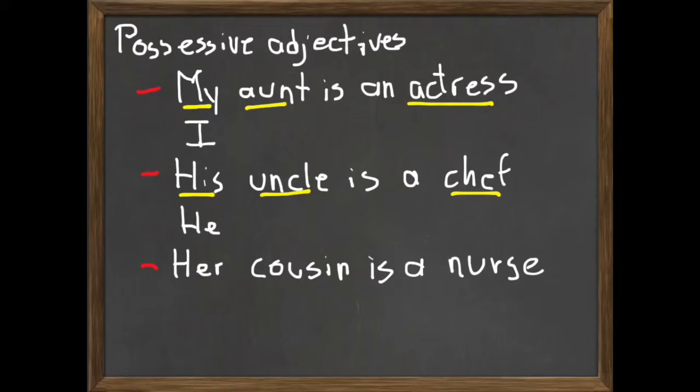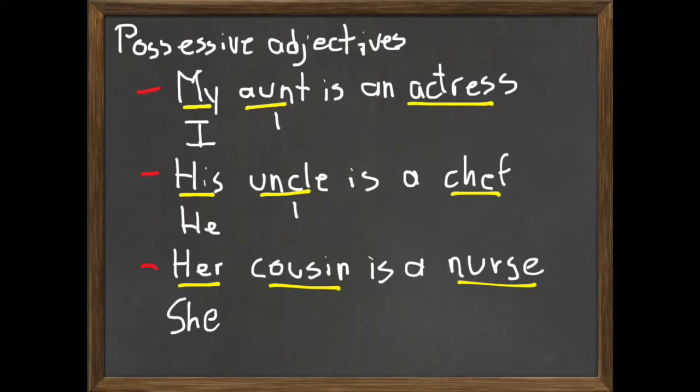The other example, her. Her cousin is a nurse. Her is the possessive adjective for she. Cousin is my aunt or uncle's son or daughter. A nurse is a person who helps sick people. Her cousin is a nurse.